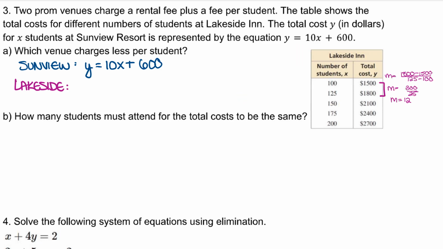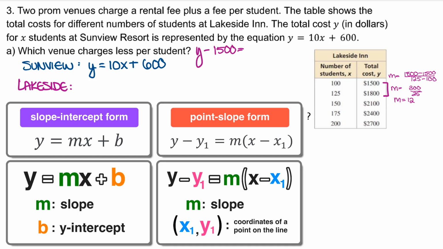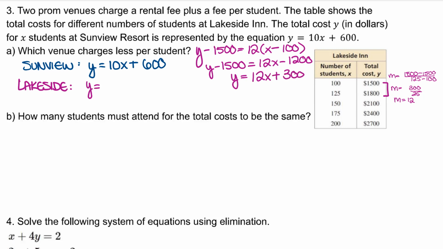So I found that my slope is 12. I'm going to use point slope form to plug in a point and a slope and then simplify that to be slope intercept form. So the equation that represents this table is y equals 12x plus 300. Which venue charges less per student? Per student is going to be your slope. So Sunview is charging less per student.